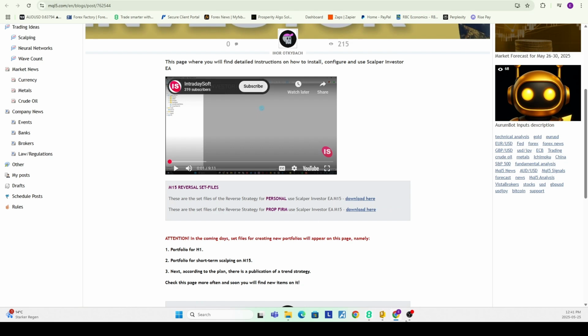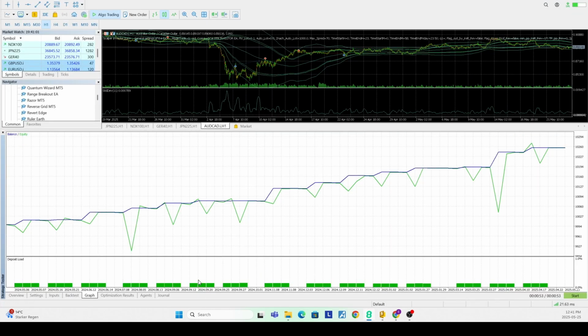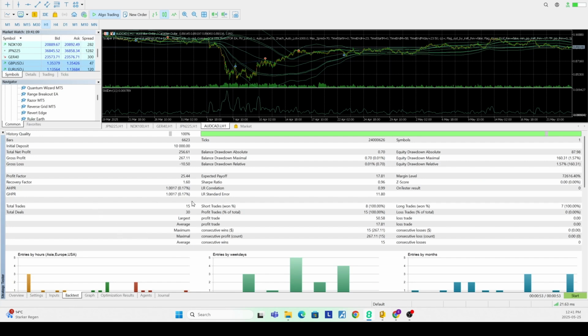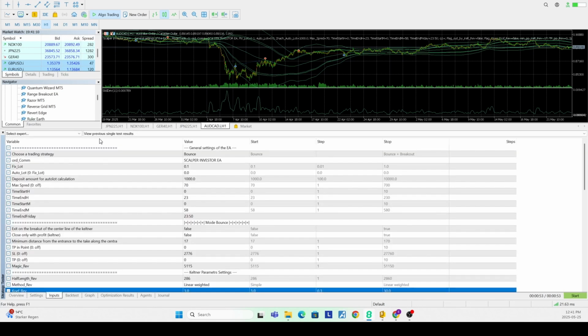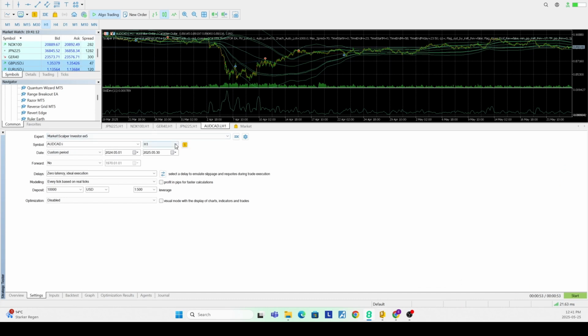Now, if we pull up MT5, I've taken the liberty of running a backtest here on the Aussie CAD. I ran it on the H1, so I think it's definitely not taking nearly as many trades, only 15 trades, as if you were to do it on the M15. So let's just do that now as well, so we maybe have a bit of a larger sample size to work with.